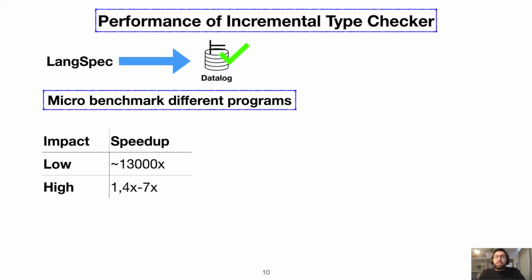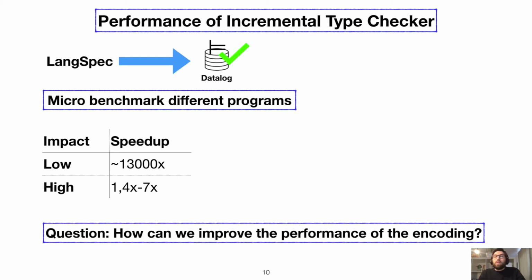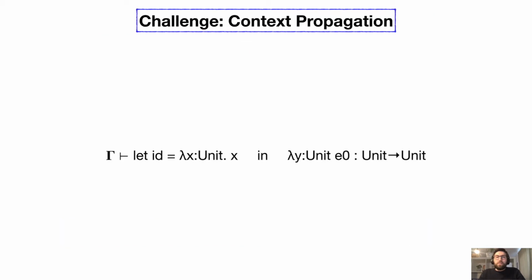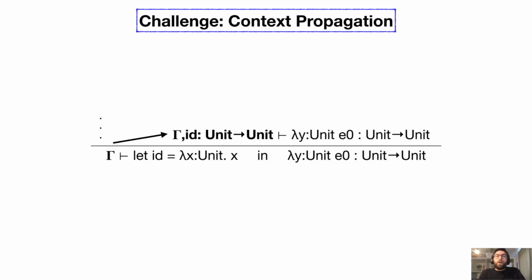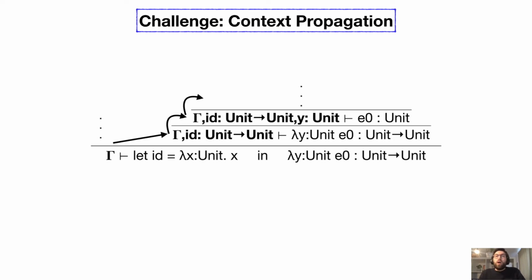So naturally, the question arises: how can we improve the performance of these type checkers in Datalog? We have identified two scenarios where our derived Datalog type checkers behave suboptimally. To illustrate the first scenario, let's have a look at the let expression, which binds the identity function for unit types to ID. During typing, we propagate the extended context to all the sub-expressions of the body of the let expression.